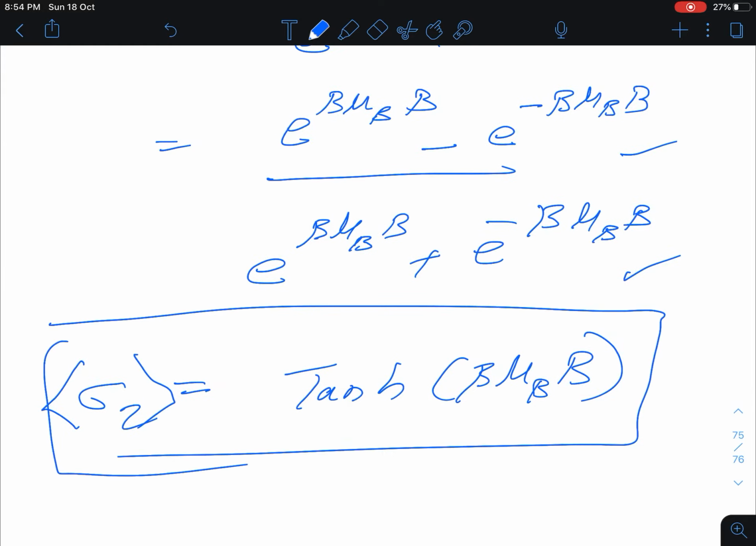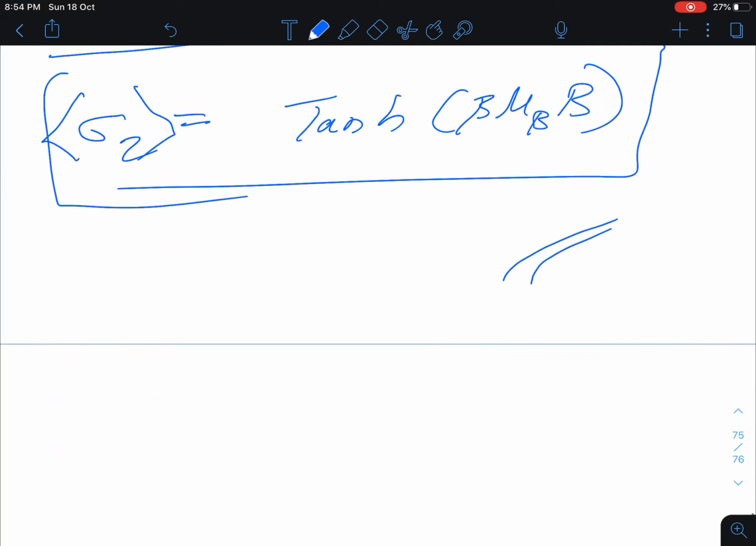Clear? So that's one problem we will be doing. This is all about quantum statistical mechanics. In the next class, we will be dealing with the theory of simple gases and Bose-Einstein systems. Okay, thank you.